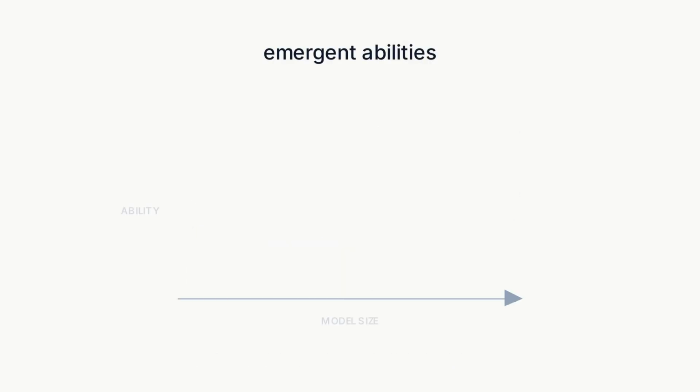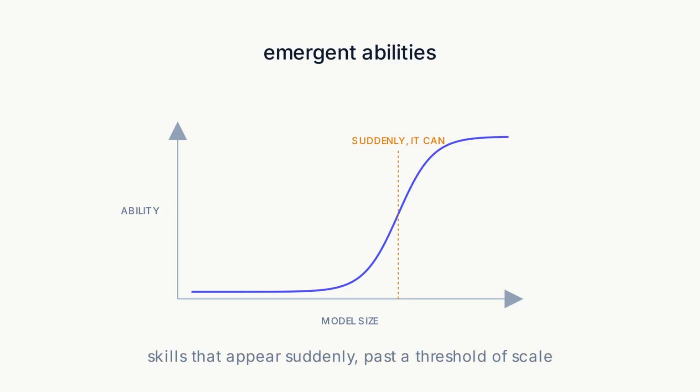And one of the most surprising discoveries is what happens as these models grow. Certain abilities don't improve smoothly and gradually. They appear suddenly once a model crosses a certain size. A smaller model simply cannot do a piece of arithmetic or follow a multi-step instruction.